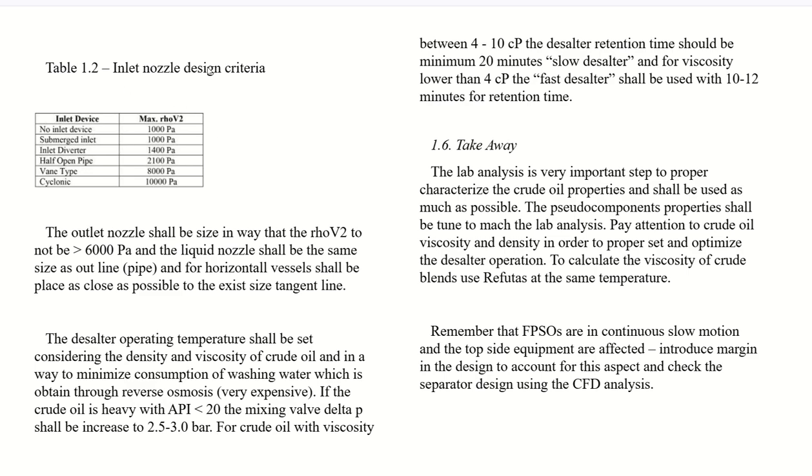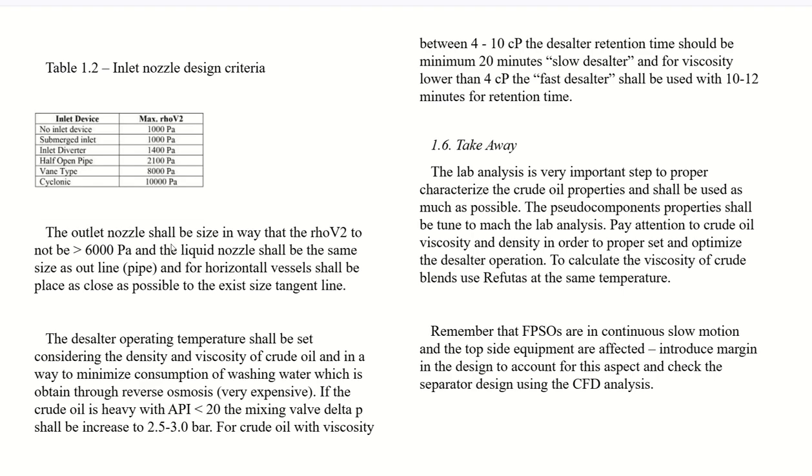Then this is the inlet nozzle sizing design criteria, which talks about momentum, rho v squared. In case you have inlet devices: no inlet devices, 1000 submerged inlet, 1000 inlet divider, half open. You can stop my video and see these tables, rho v squared for the nozzle sizing.